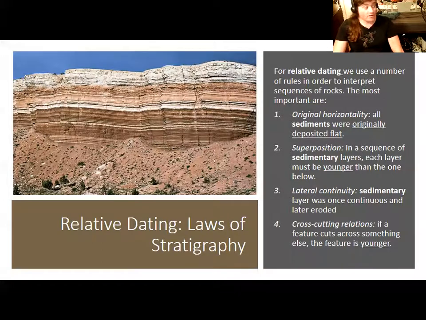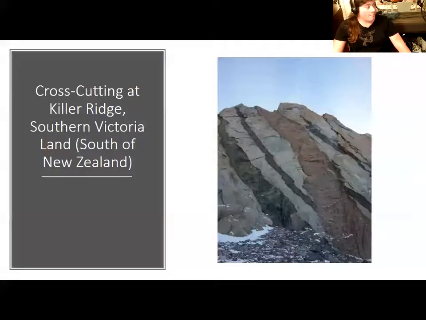Finally, if you have a feature that cuts across another feature, actually a canyon is a version of that. The canyon cuts across the features, and so it came after. But you also have cases where rocks cut across layers of other rocks, and the feature that is cutting across is the younger feature. To give you an example, this is a dike or an intrusion of igneous rock from my field research. So you have three types of rock here: the black dikes, the pink dikes, and then this gray rock in the background.